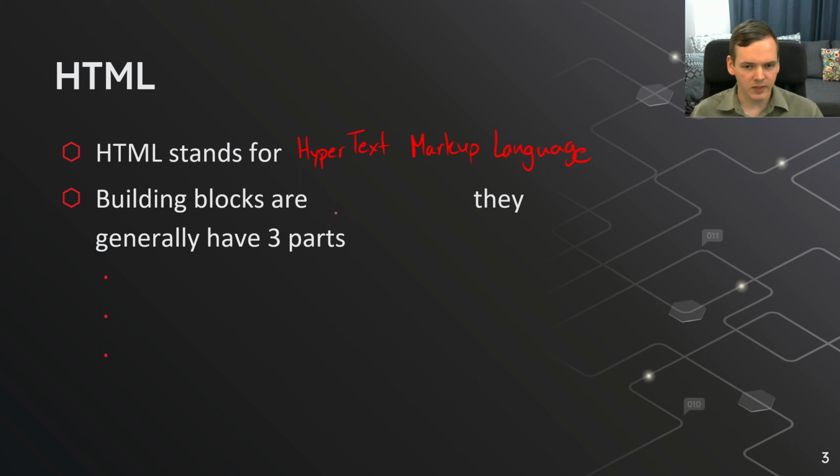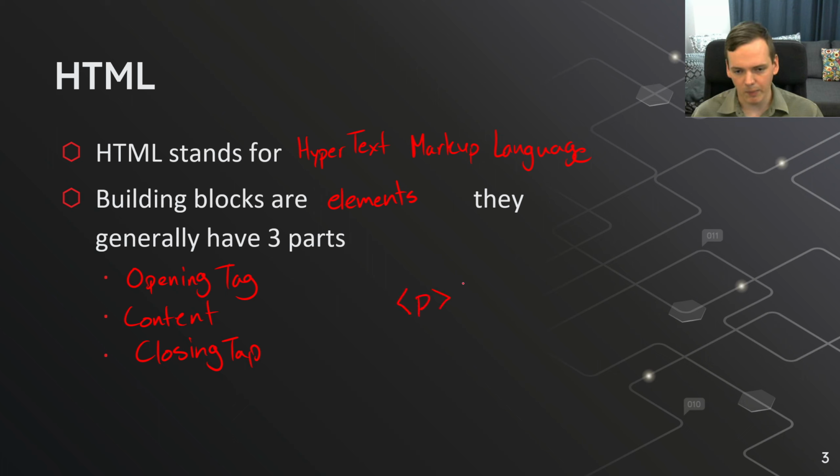The building blocks of HTML, like all the parts of HTML that you see on a website, are called elements. And they're generally three parts: an opening tag, the content of the element, and a closing tag. So if you want to see an example of this, kind of with the classic computer science, we'll start with a hello world.